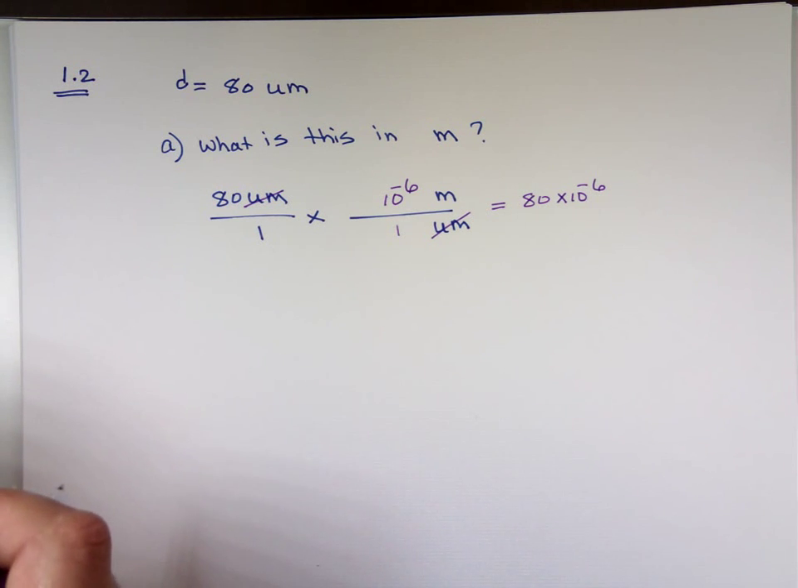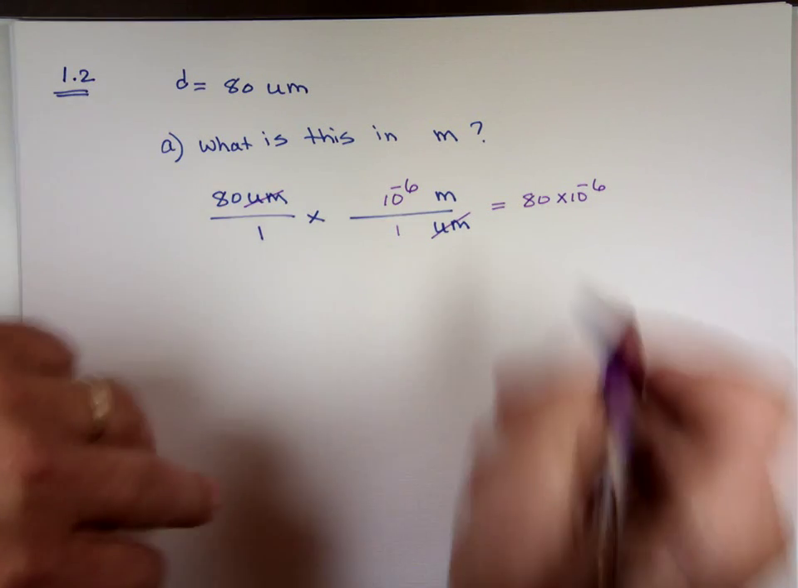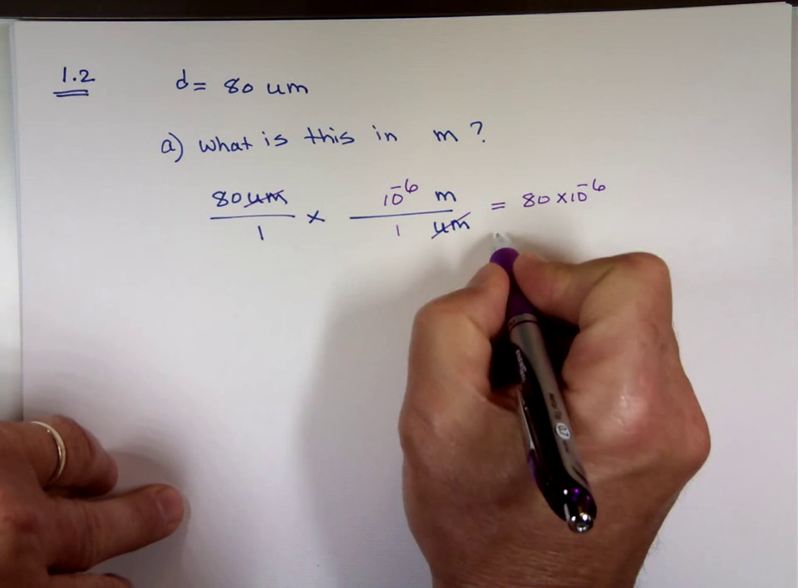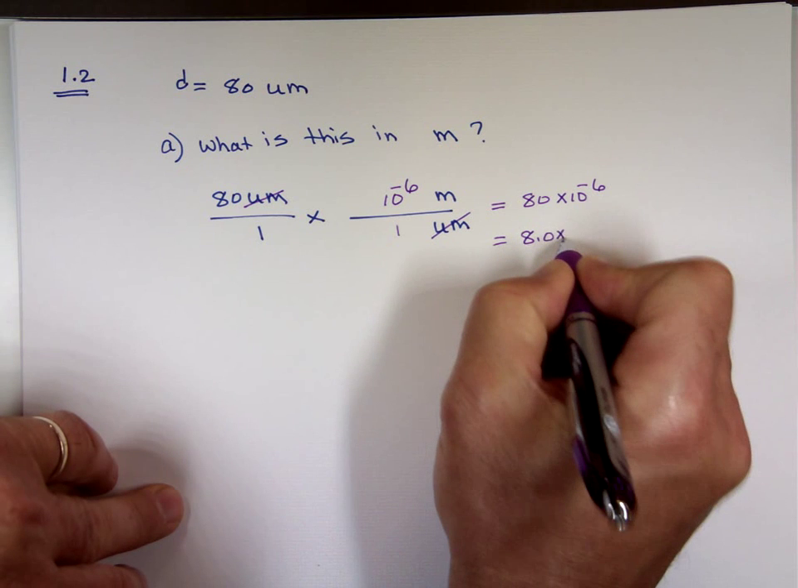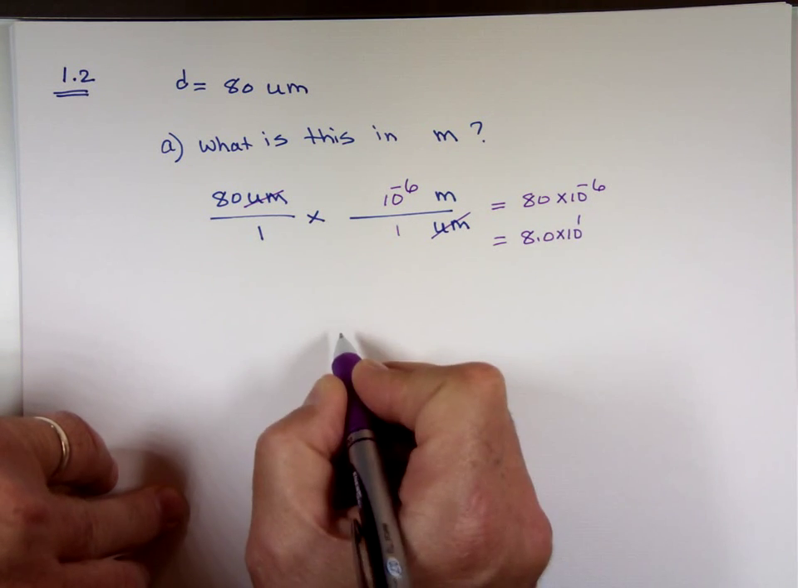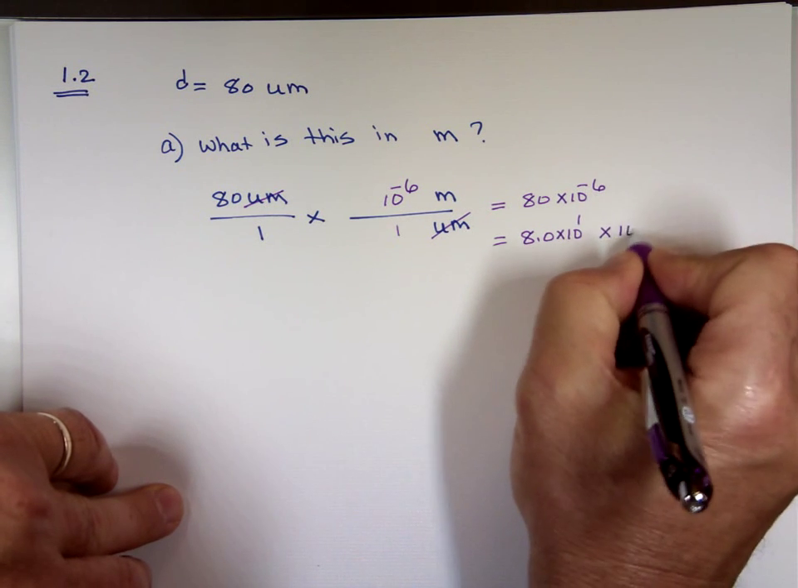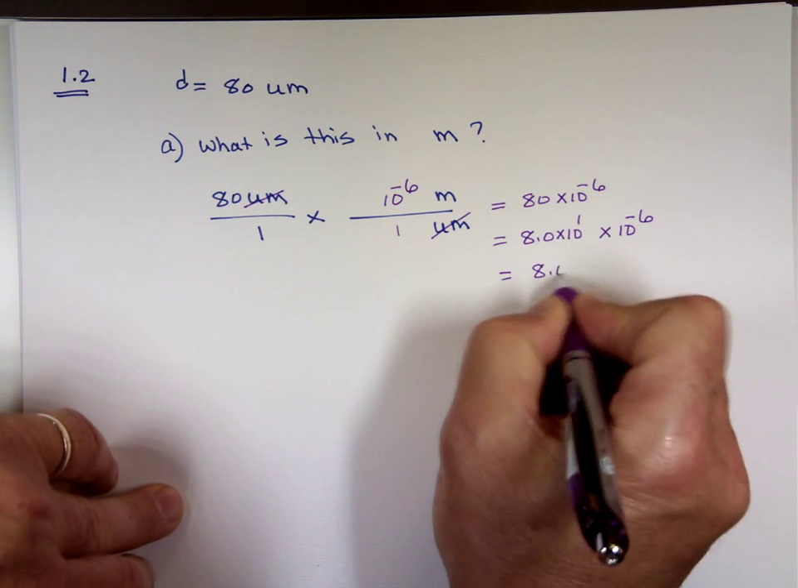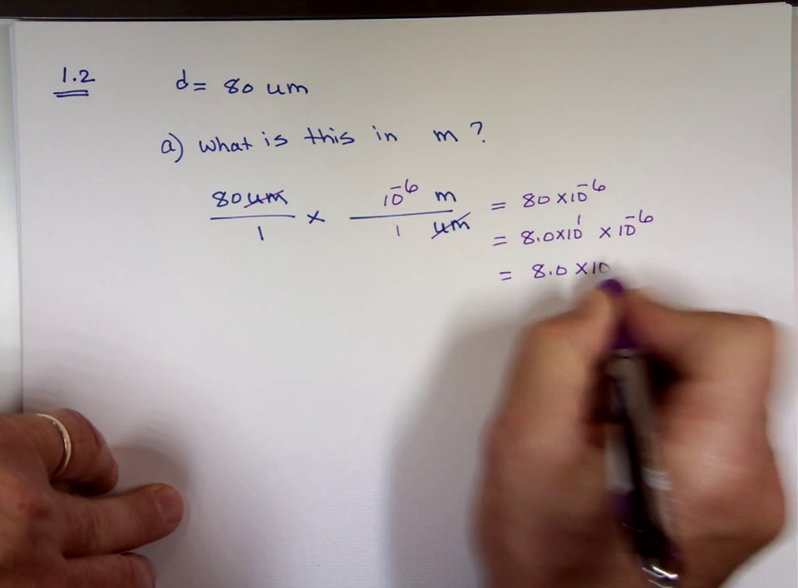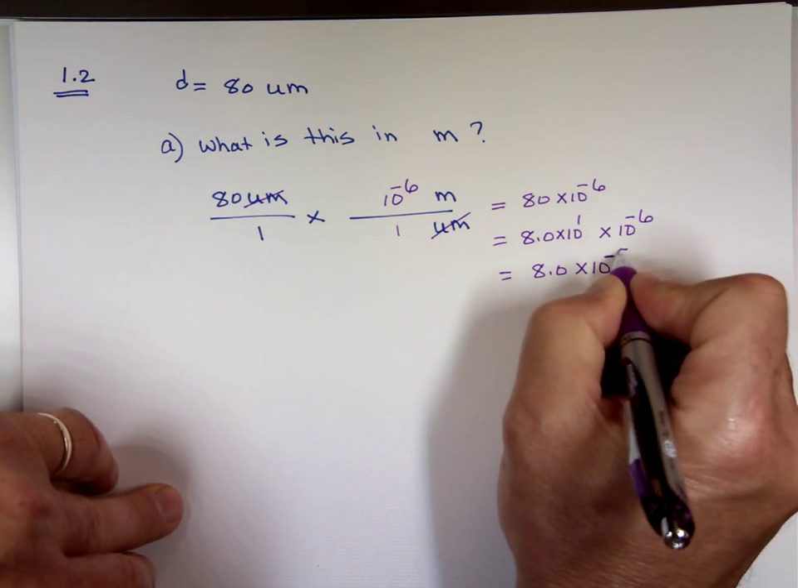So if they want to use two significant digits, you can take the 80 and write that as what? 8.0 times 10 to the 1. That's the 80, right? So you're going to multiply it by 10 to the negative 6. So what is your answer? 8.0 times 10. When you multiply, you add the exponents. That's negative 5.